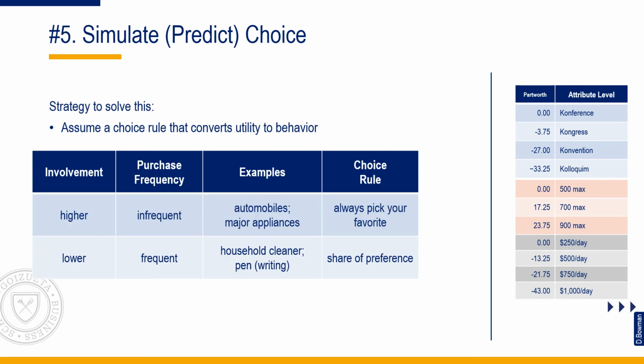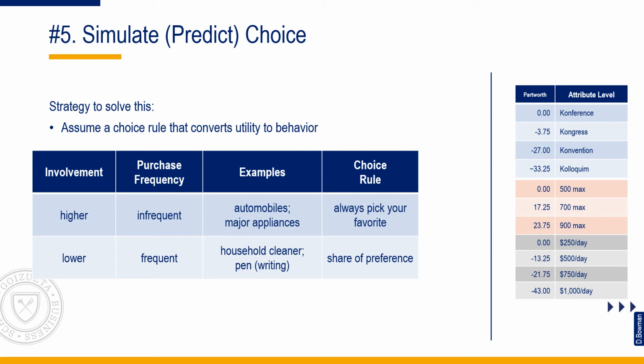Number 5, choice simulator. We need a choice rule to translate preference utility into behavior. Consider 2 broad decision contexts. The first is an infrequently purchased high involvement product category, like buying, say, a refrigerator. In this situation, we assume the buyer always picks their favorite from the choice set. We call this rule first choice.